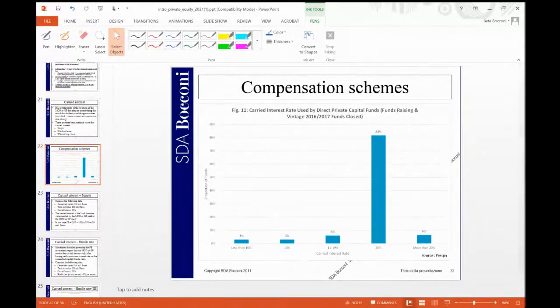For example, if you look at this chart here that tells you what happened for the vintage year 2016, 2017, you see that 20% carried interest is required by 82% of the funds in market. So it's a pretty standard kind of measure. Okay. Any question so far? Sufficiently clear? I'm going pretty quick because it is, I would say, pretty standard.